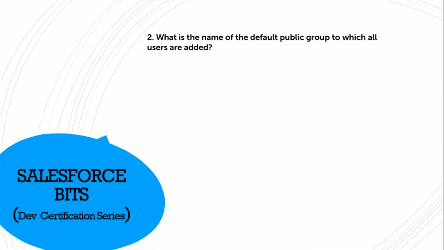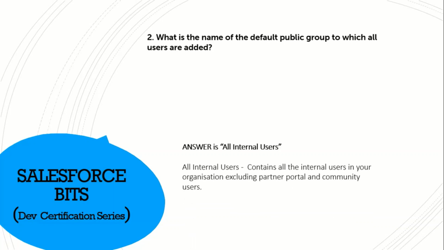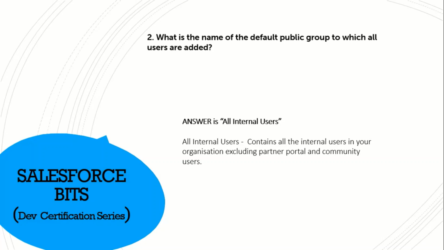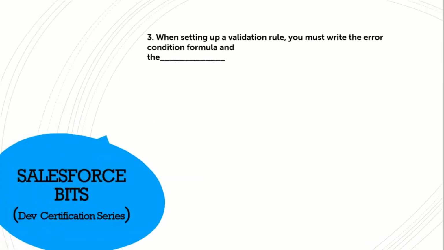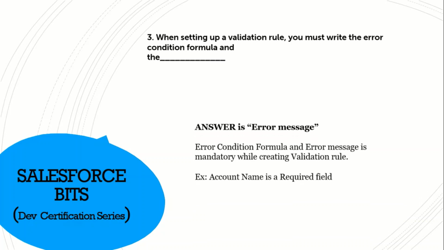Next one is, what is the name of the default public group to which all users are added? So it's all internal users, which is nothing but all internal users in your organization, excluding partner portal and community users. So third one is, when setting up a validation rule, you must write an error condition and dash. So the answer is error message, because both error condition formula and error message are mandatory while creating the validation rule.